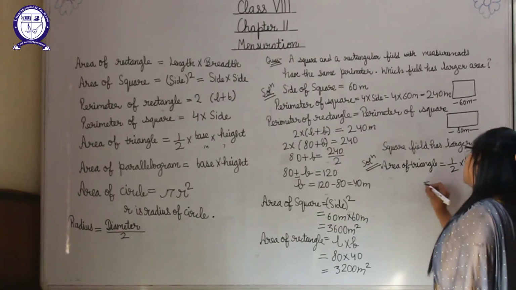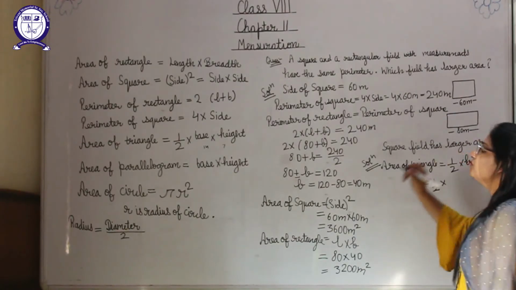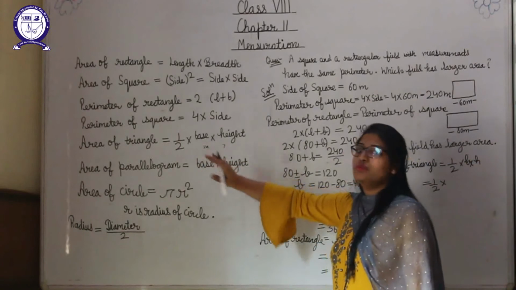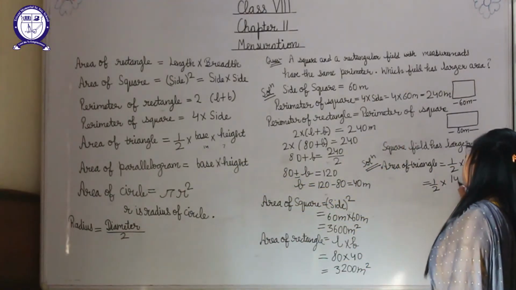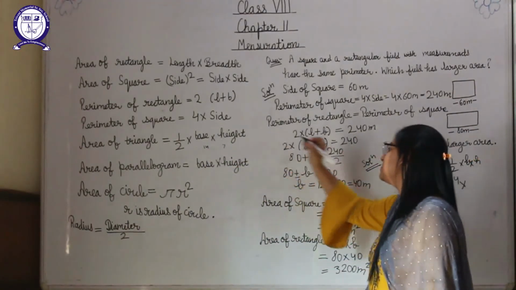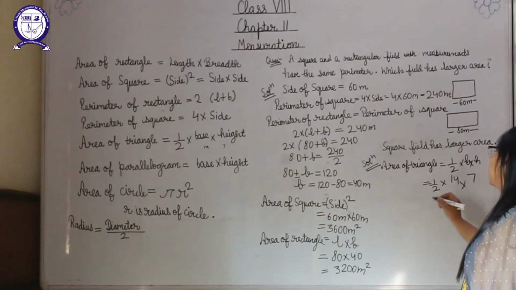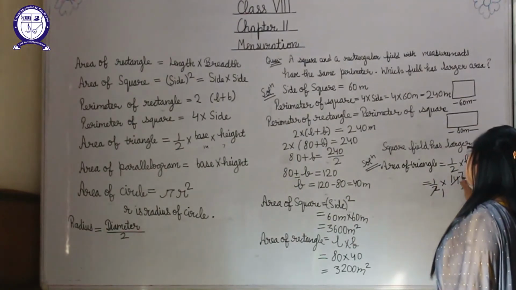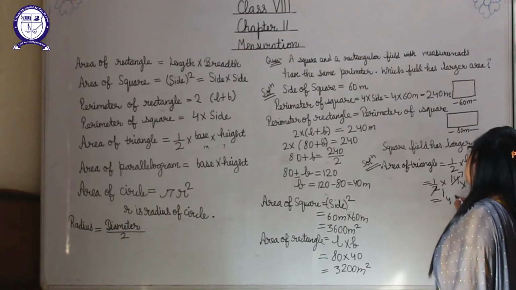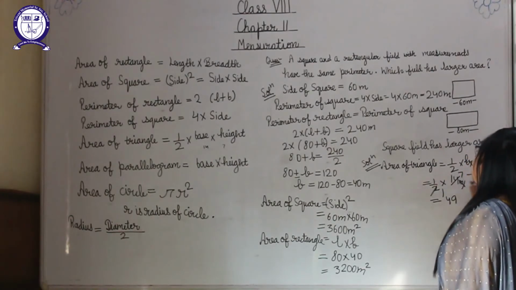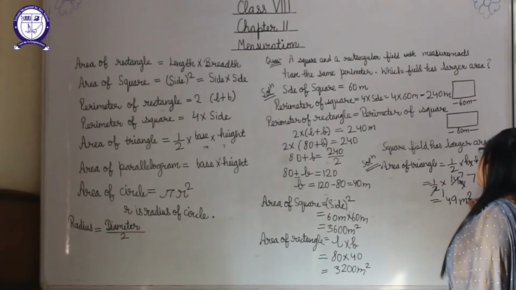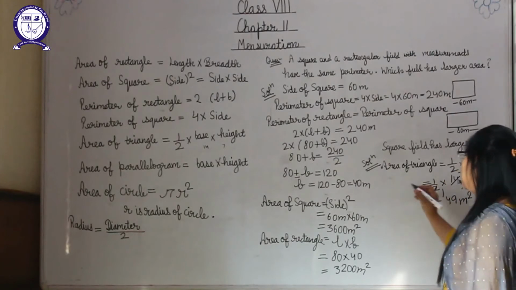So students, here half into, let us suppose the base is given to be 14, so we will write 14 here, and suppose the height is given to be 7 centimeters, so we will write 7 here. 2 ones will be 2 and 2 sevens will be 14, 7 sevens will be 49 meters, and meter means 49 meters square will be the area of the triangle.